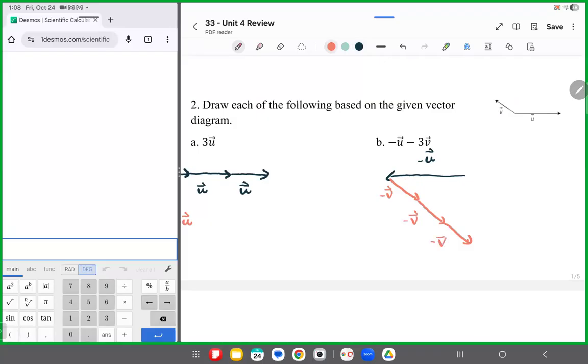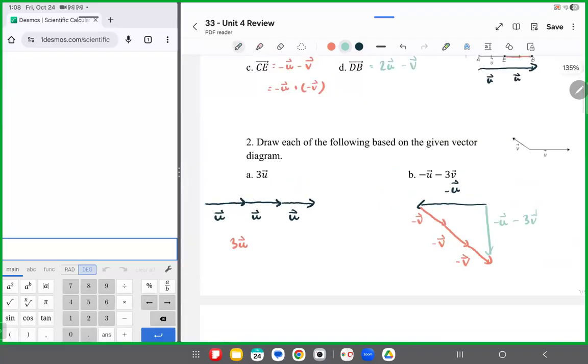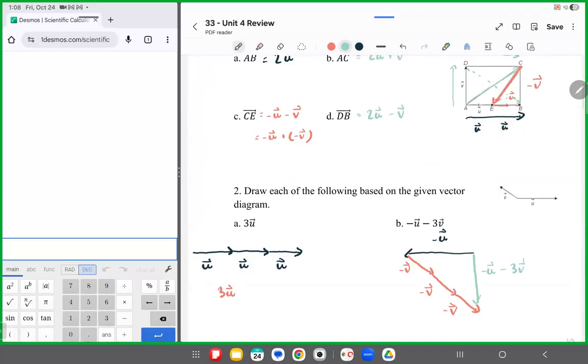Okay. And the resultant here will be from the tail of vector U to the head of negative 3V, will be negative U minus 3 times vector V. There it is. Okay, so like I said, quick little review of those subtopics.